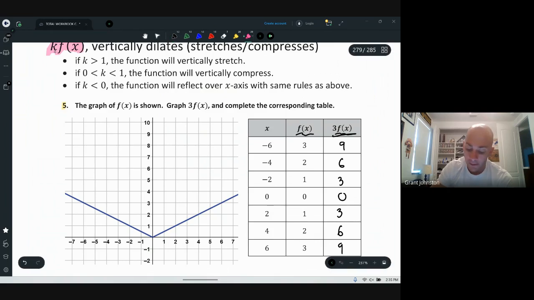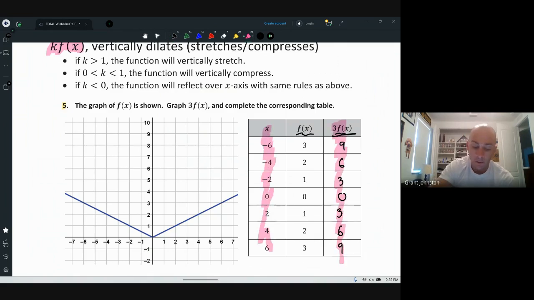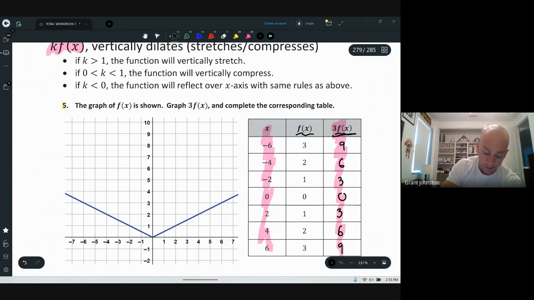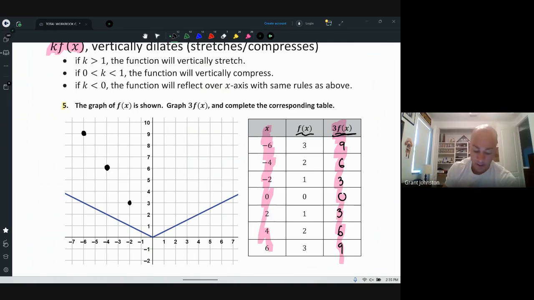So if I were to graph this, remember these are my x values, and these are my 3 f of x values. I would have a point at negative 6, 9, which would be way up here. I'd have a point at negative 4, 6. A point at negative 2, 3. A point at 0, 0. A point at 2, 3. A point at 4, 6. And a point at 6, 9.